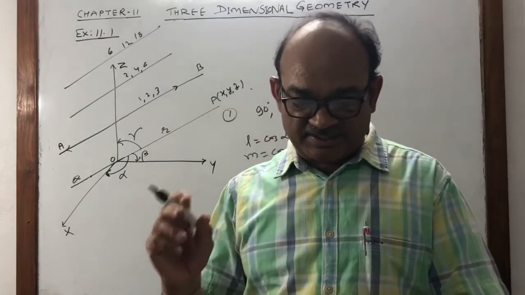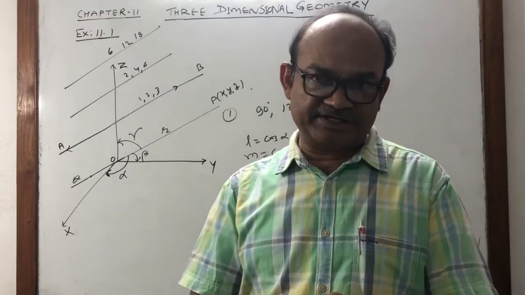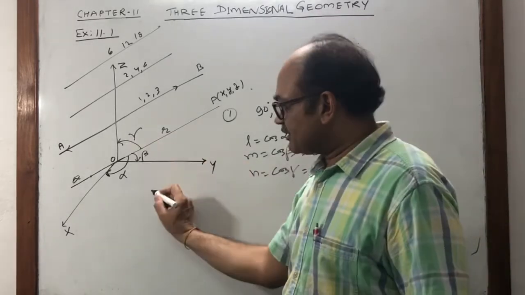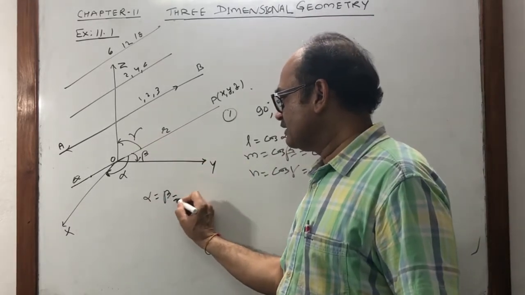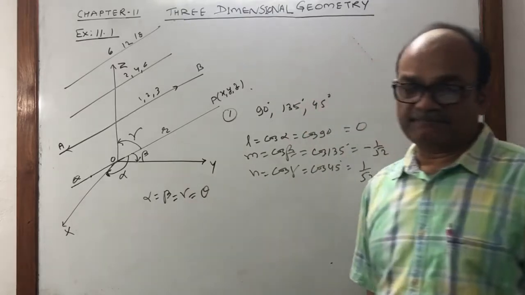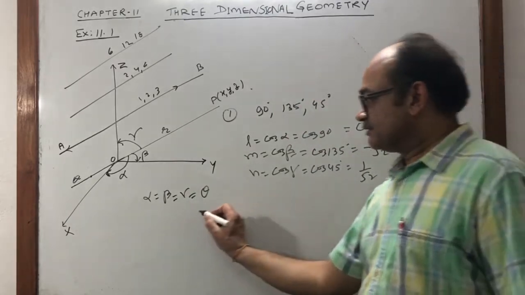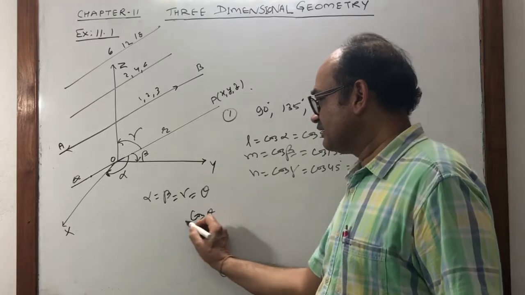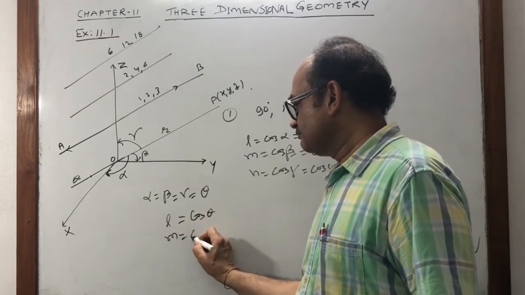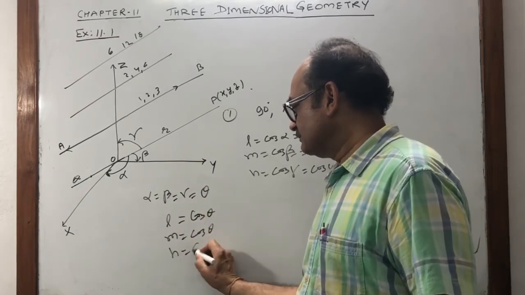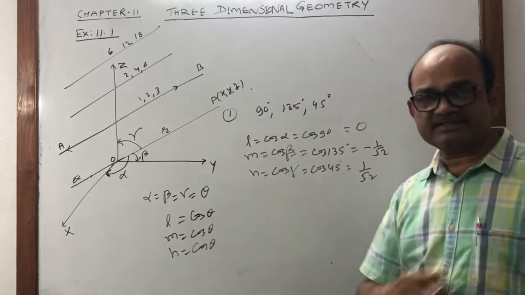One more sum. Find the DCs of a line which makes equal angles with the coordinate axes. It means all the angles are equal. Alpha, beta, gamma equal to say theta. It means what is cos alpha? Cos theta is L. What is M? Cos theta. What is N? Cos theta. All the three angles are the same.